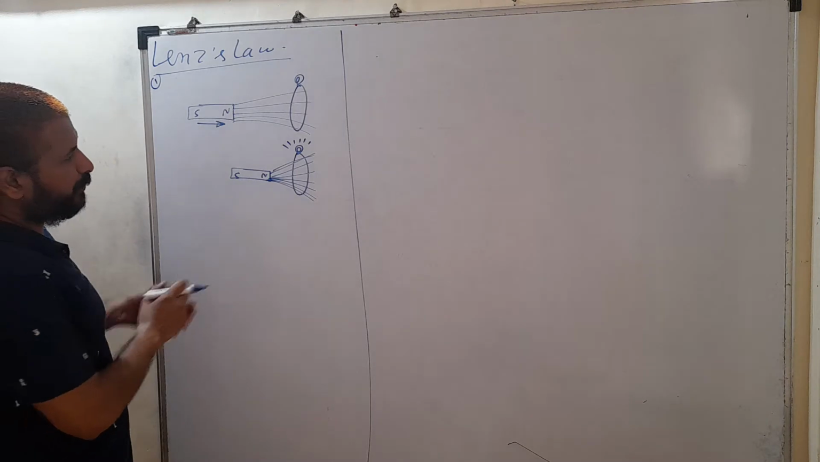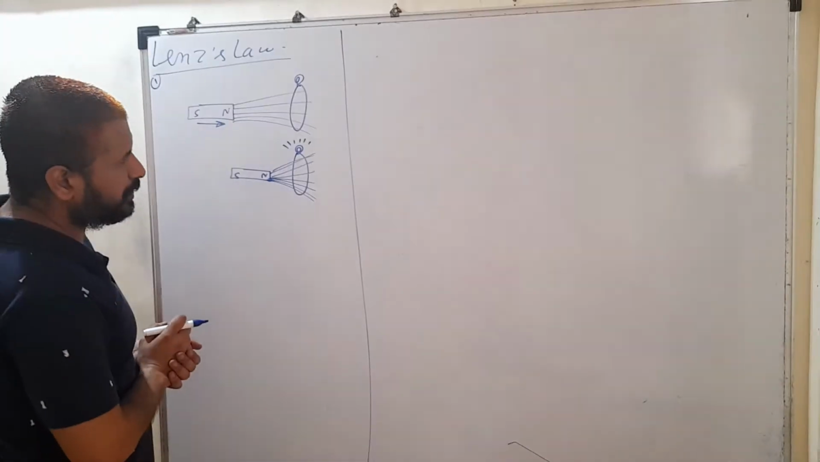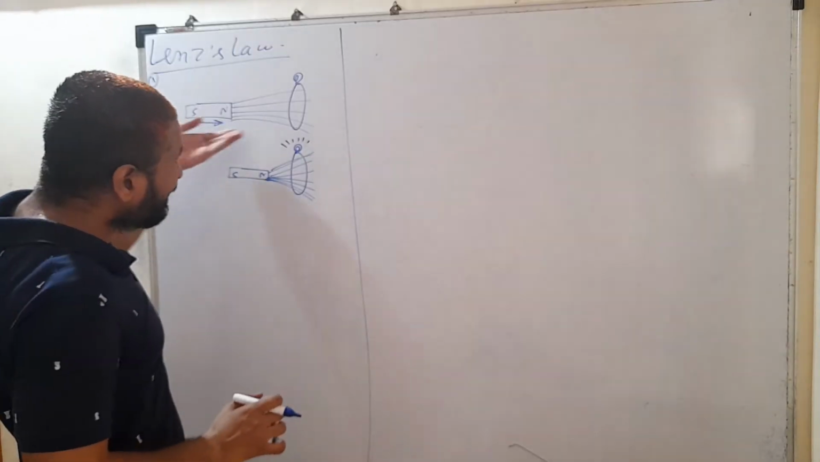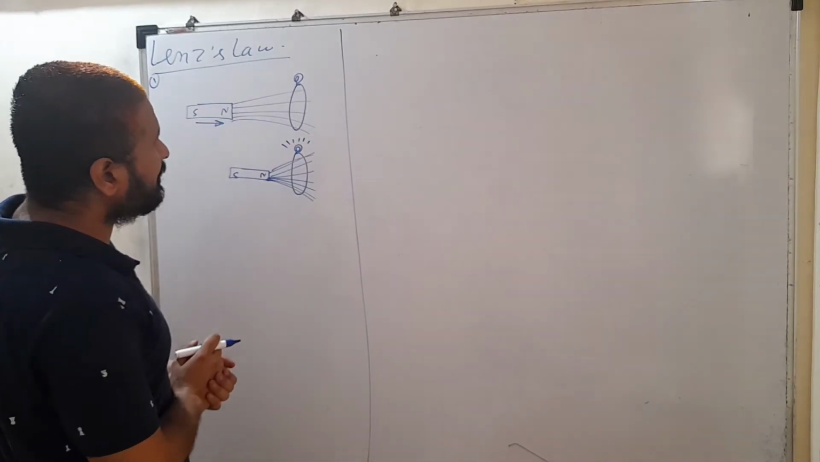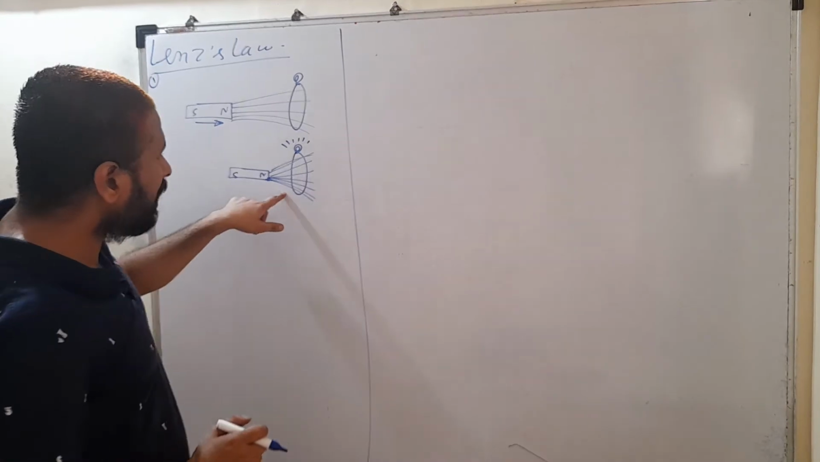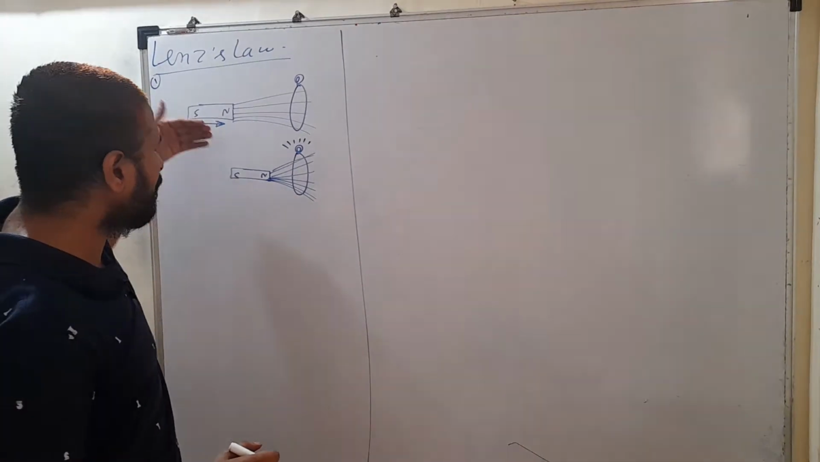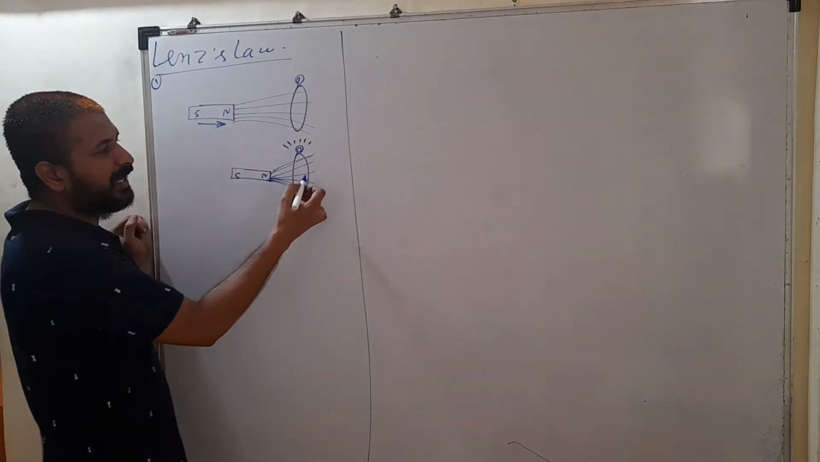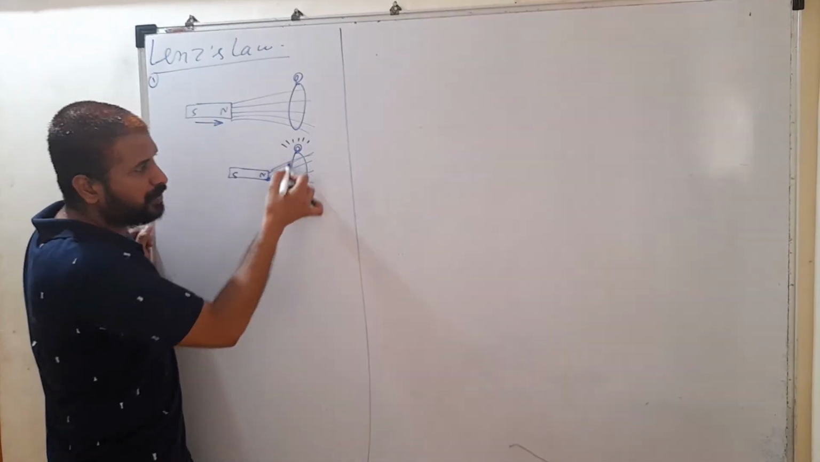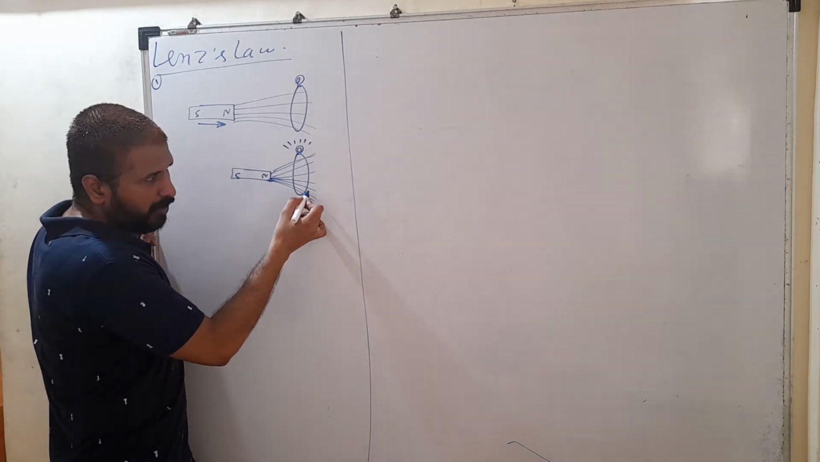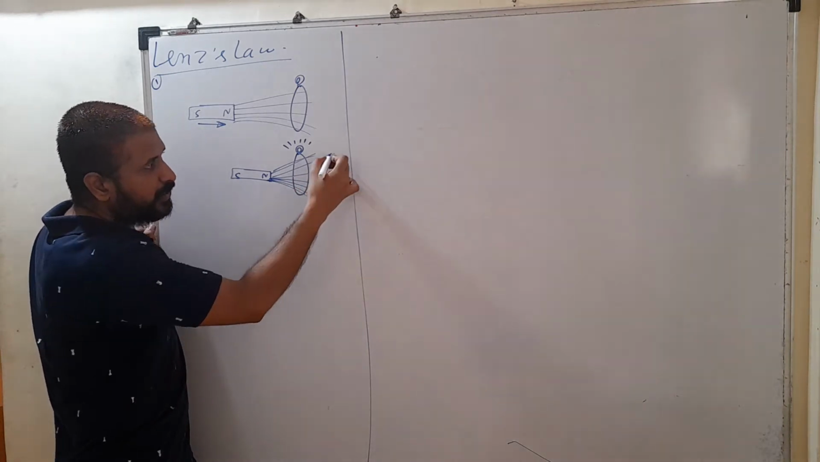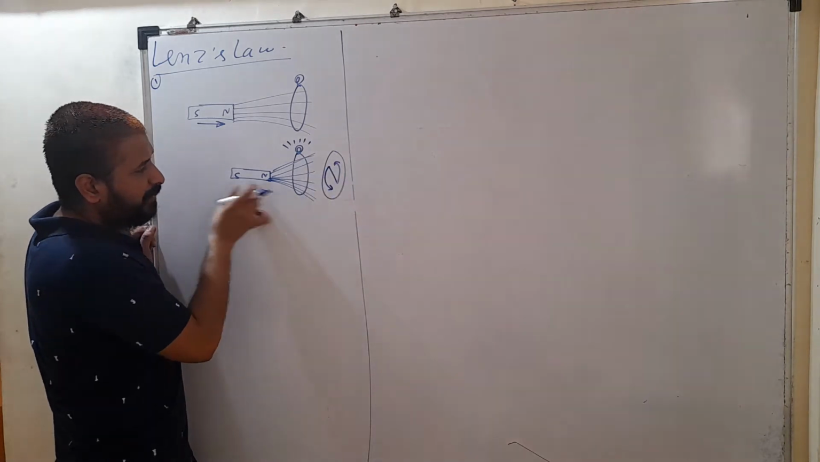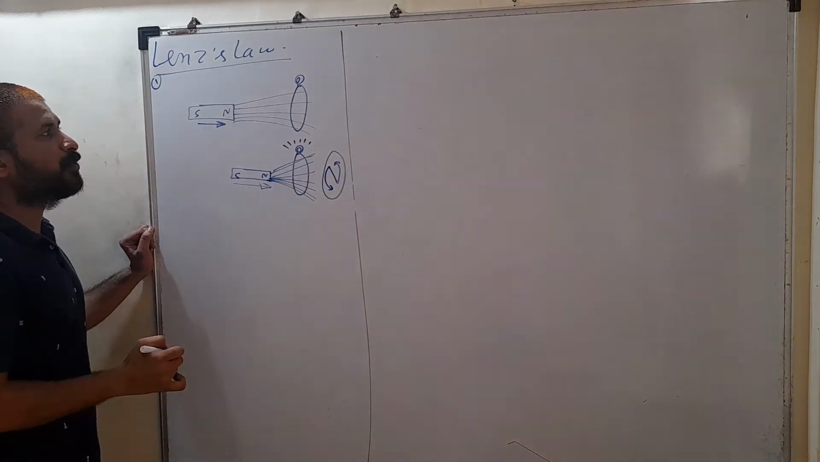So according to Lenz's law, if you are trying to change the flux across a loop, it opposes that change. If we are trying to increase the flux, the loop generates current accordingly, which opposes the increase in flux, because here the magnet is moving towards the loop. The number of magnetic lines of force passing through this loop increases. When the number of magnetic lines increases, a north pole is developed which opposes the velocity of this magnet. It opposes the change in flux.